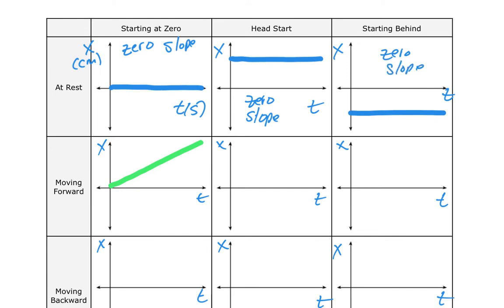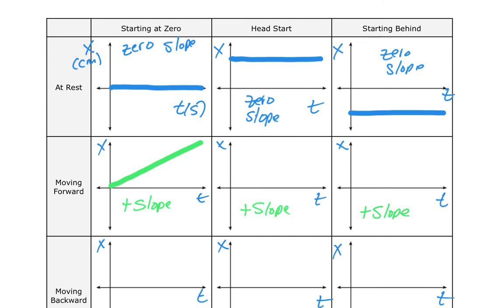When we talk about moving forward, we have a positive slope. And we're going to find that's going to be true for our other graphs as well. Positive slope there and positive slope here. Now the line is going to look a little bit different because it's going to start someplace else. It's still going to be a straight line. It's still going to have a positive slope.